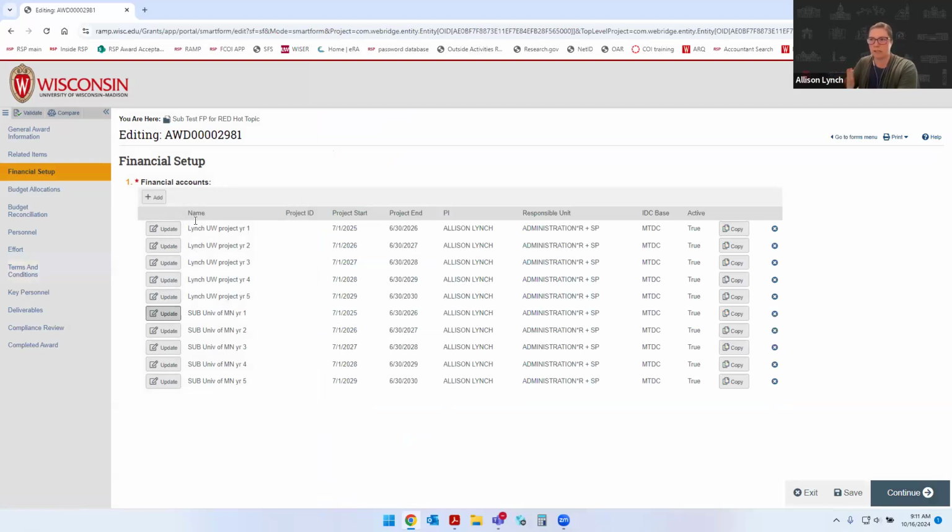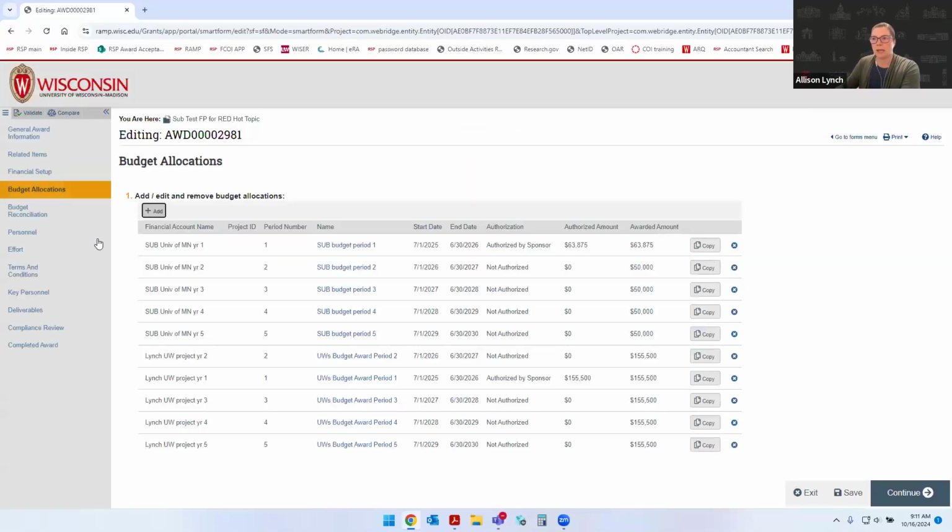So these are our projects, and when we activate, the project IDs will populate here. So if you want to refer back to them after it's activated, you'll see the financial account with a specific SFS project ID allocated there. The next page is budget allocations. So we have 1 allocation per project. So we have the same number of allocations, and each allocation is tied to a specific financial account.